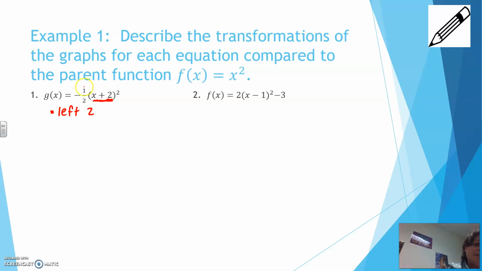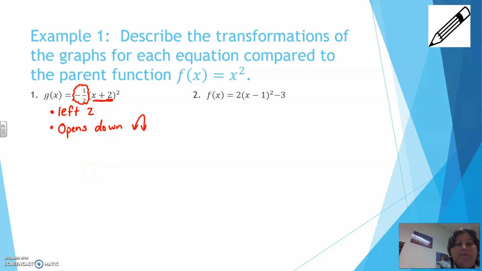Now, next, I'm going to look at this multiplication. I have negative 1/2. That's that a value in front of the parentheses. That actually tells me two things. First, I think about the negative. And I remember that if that a value is negative, it actually makes the graph upside down. It's going to be upside down like this.